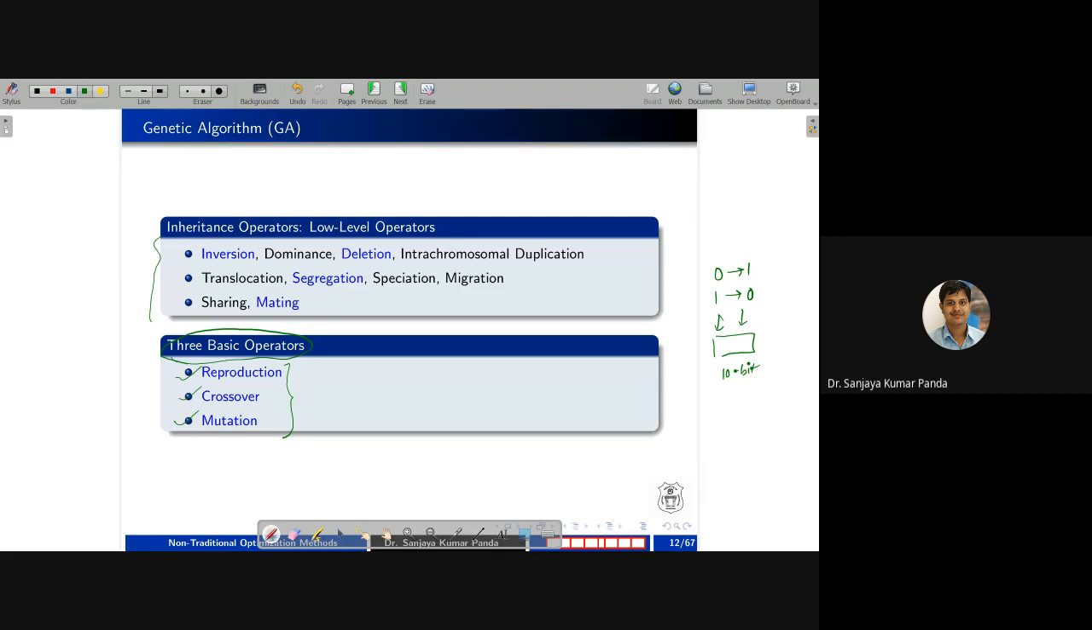Similarly, we have intrachromosomal duplication, translocation, segregation, speciation, migration, sharing, and mating. These operators are nowadays not seen in the latest variants of the genetic algorithm. But still, depending upon your research problem, you can apply these operators to your problem.